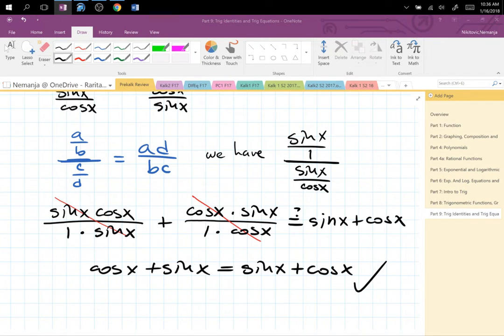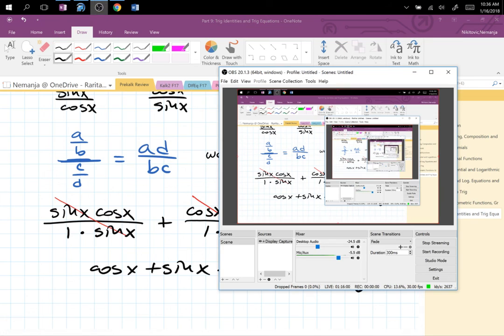Okay, so that's the identities. We are going to use some of these identities to solve trigonometric equations, which is going to be the second part. So we'll restart the stream. See you in about 5 to 10 minutes. We'll go for 5.